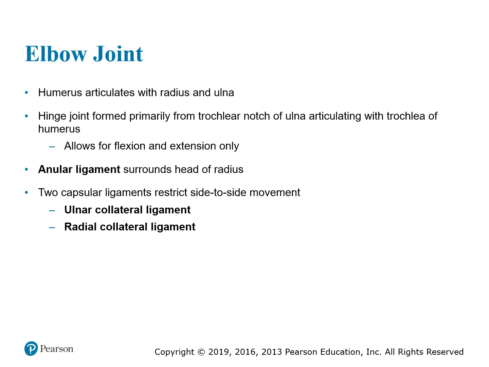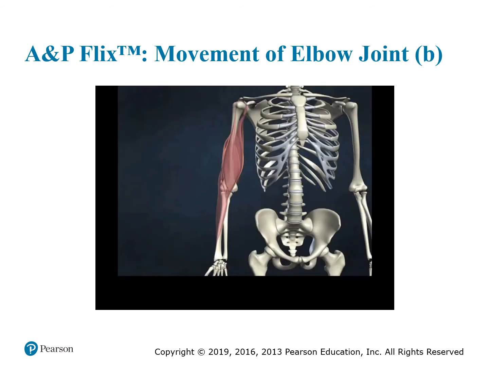The elbow joint. The humerus articulates with the radius and the ulna. It is a hinge joint that is formed primarily from the trochlear notch of the ulna, articulating with the trochlea of the humerus. It allows for flexion and extension only. The annular ligament is the ligament that surrounds the head of the radius. And there are 2 capsular ligaments that restrict movement side to side: the ulnar collateral ligament and the radial collateral ligament.